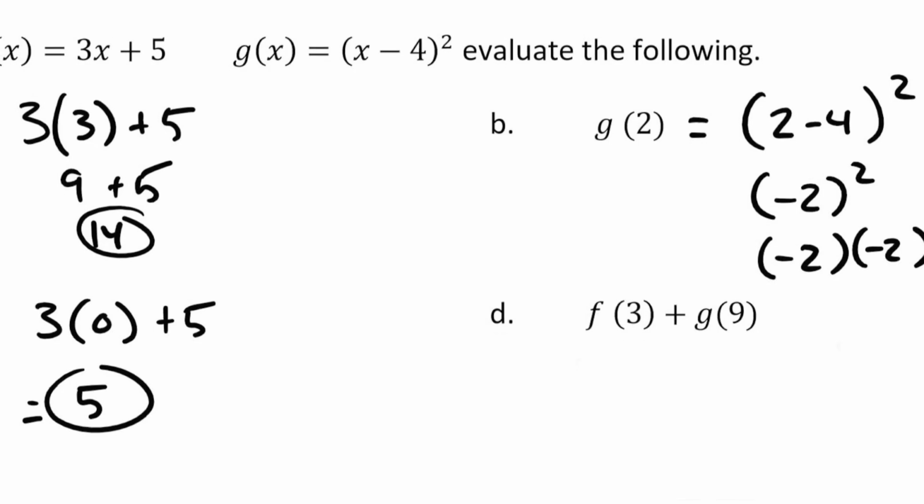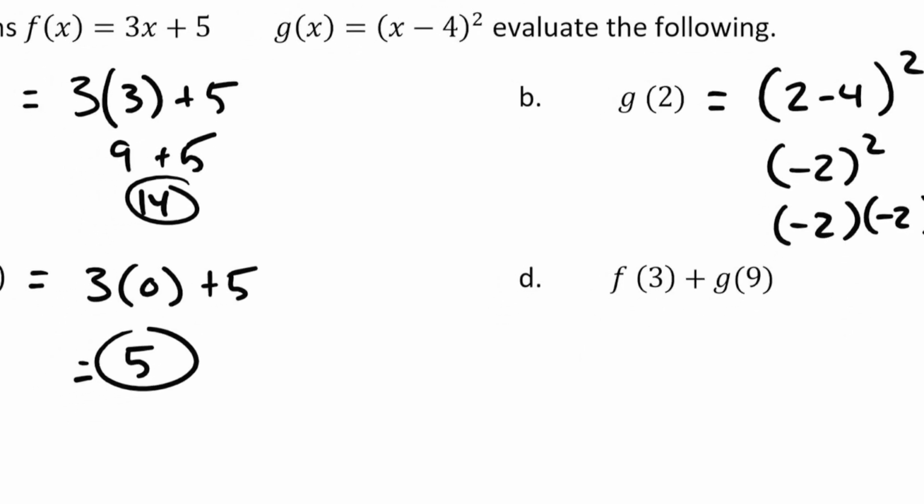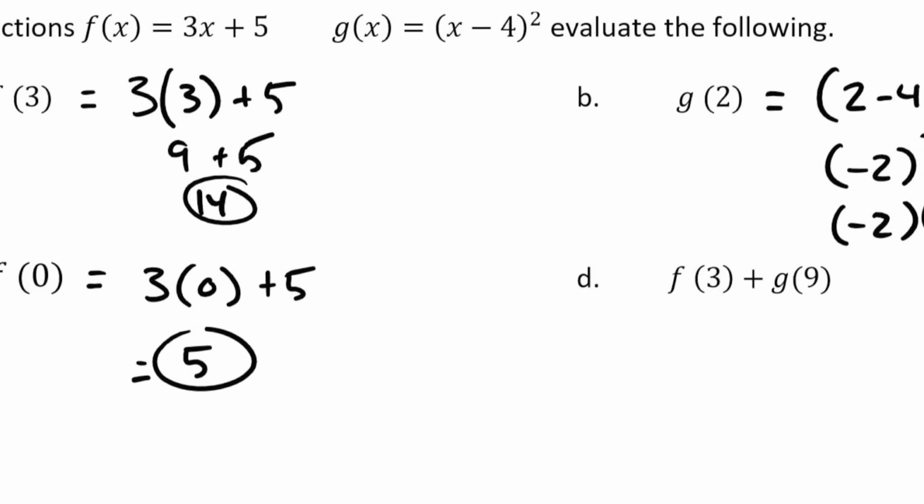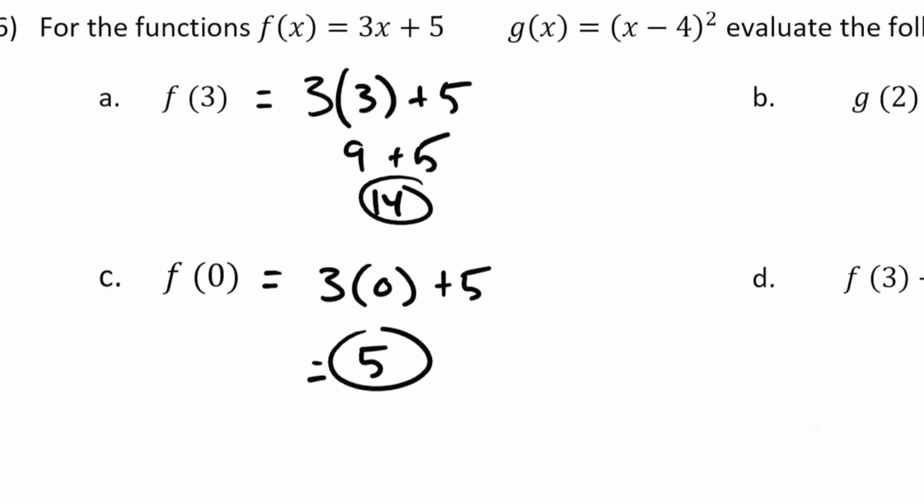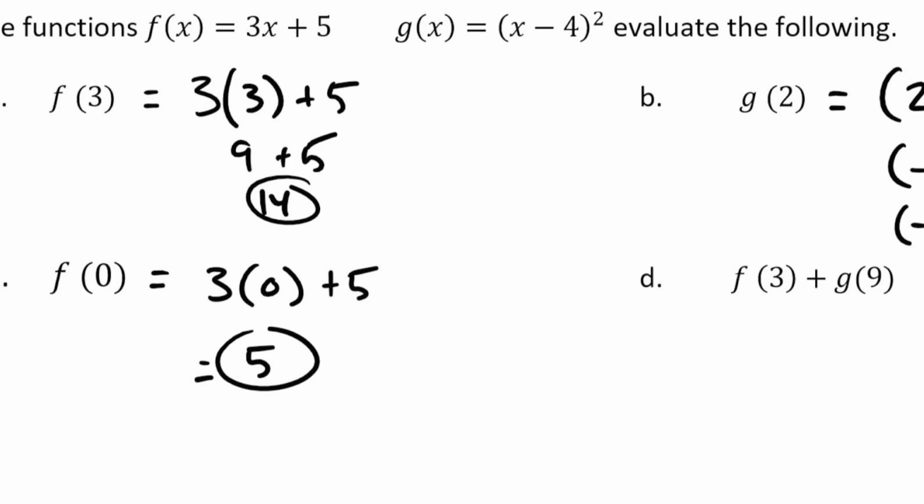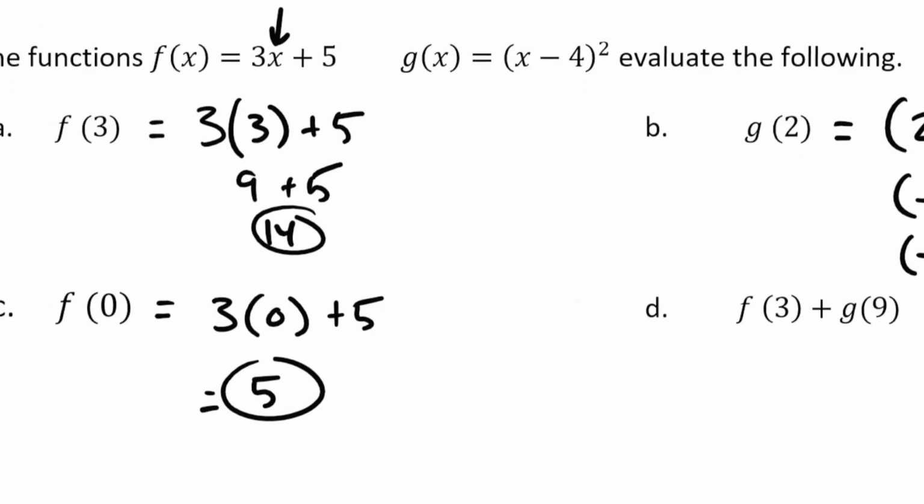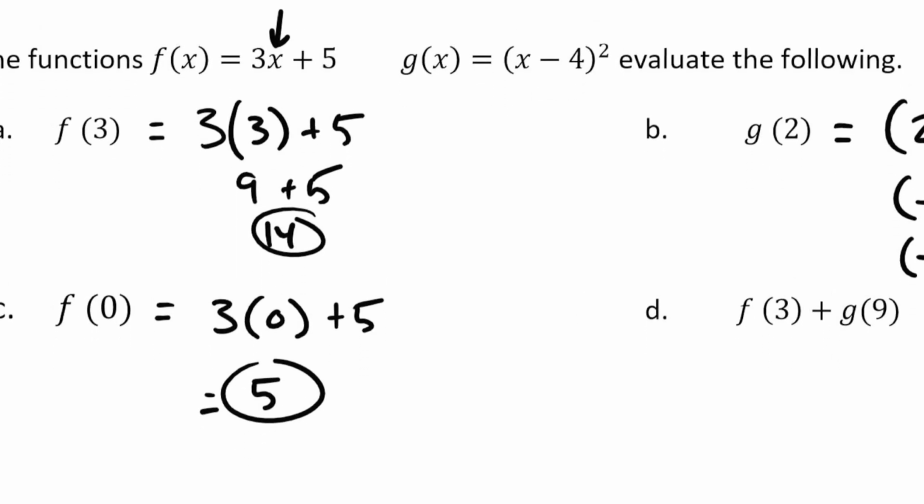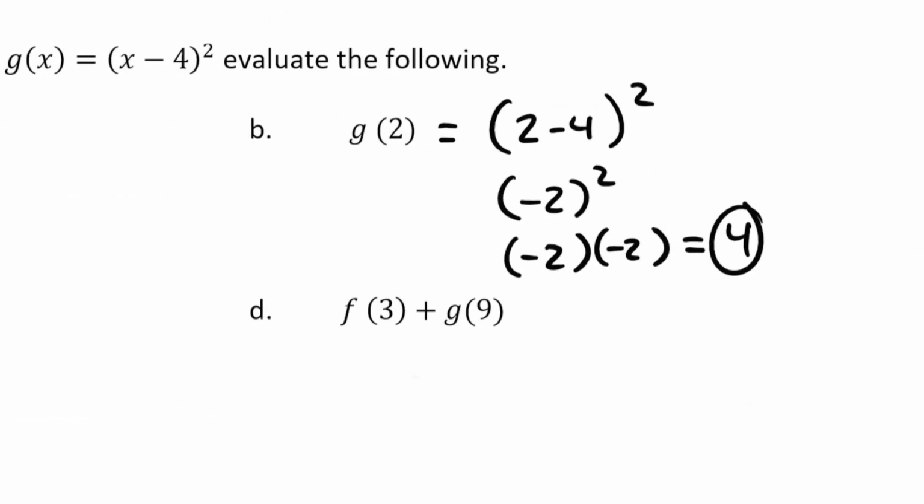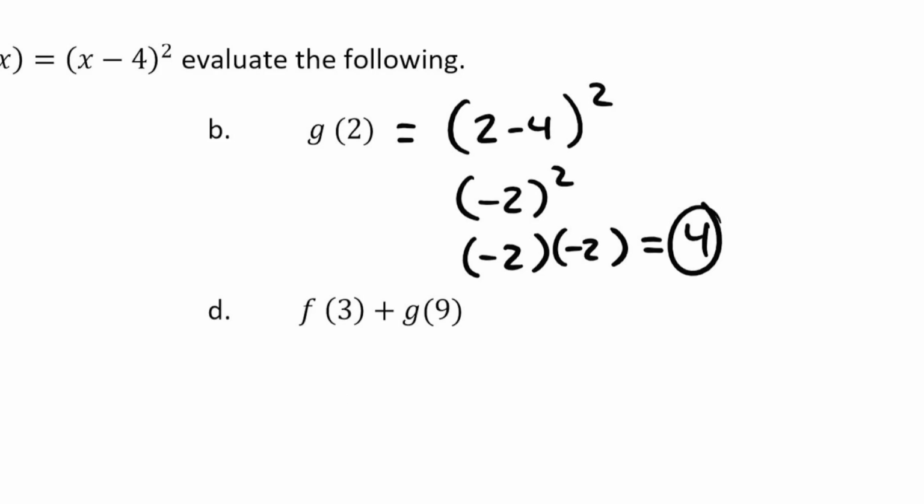Last question. It says, what do you get when you add f of 3 with g of 9? Well, f of 3, I've already done. That was part A. Now, because it's going to be part of another problem, I might want to double check. If I put 3 in here, 3 times 3 is 9, and 9 plus 5 is 14. So this will become 14 again, plus g of 9, which is what?